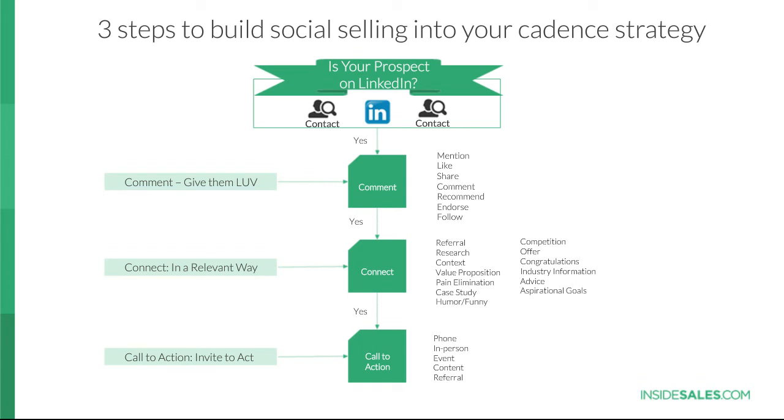So, okay, first concept is comment. So I find my prospect on social. I start showing them some love, right? LUV. I'm focusing on commenting on a post, liking something they've posted or done, or maybe I just follow them on LinkedIn. That's going to give them a notification. Now, these are all subtle ways to get on the radar of your prospect.